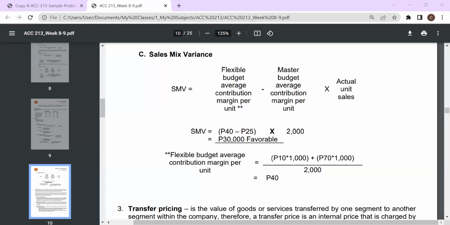So, yung numerator natin is a total of 52,650. You divide it by 10,100. So, your flexible budget average contribution margin per unit is this much, no? You have 5.2929.